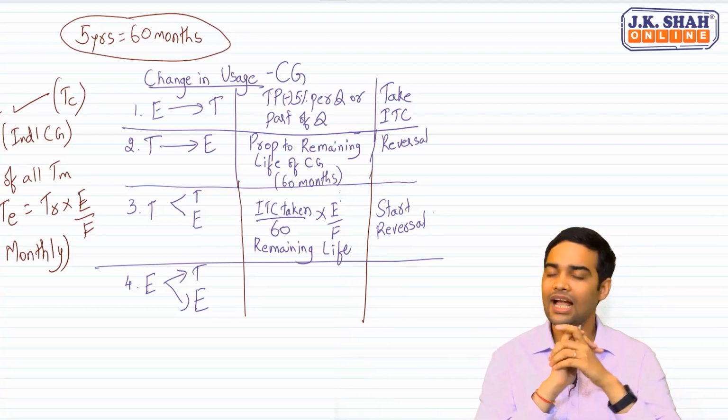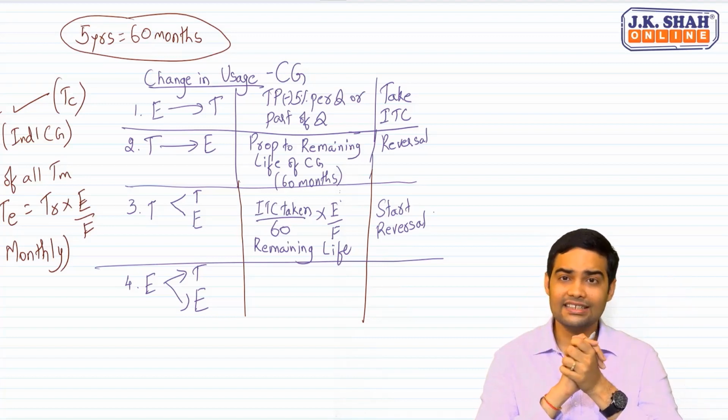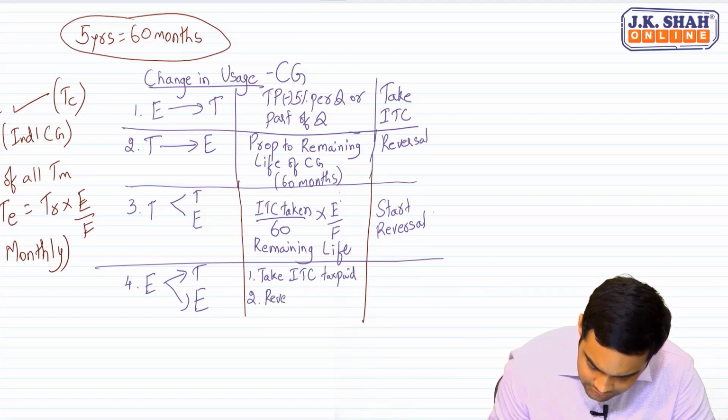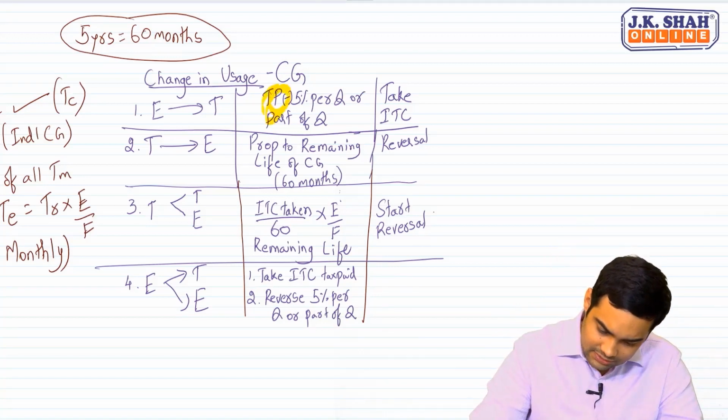See, earlier when you purchased it, it was used only for exempt, so you have not taken ITC. So step 1 will be to take ITC of the tax paid. Then for the period for which you have used it for exempt supply only, reverse 5% per quarter or part of the quarter. See, this seems to be 2 steps, but these 2 steps are nothing but this. Tax paid minus 5% per quarter.